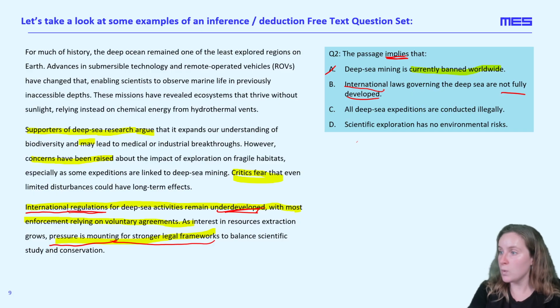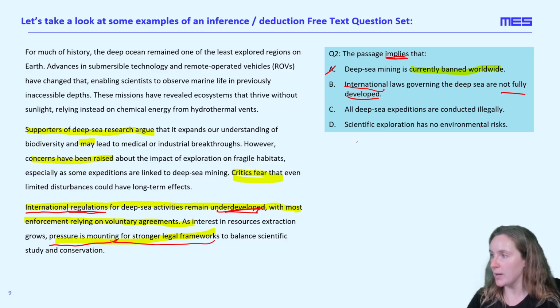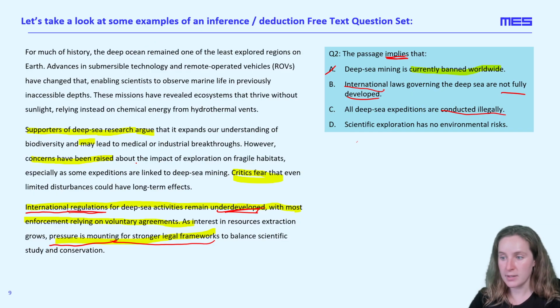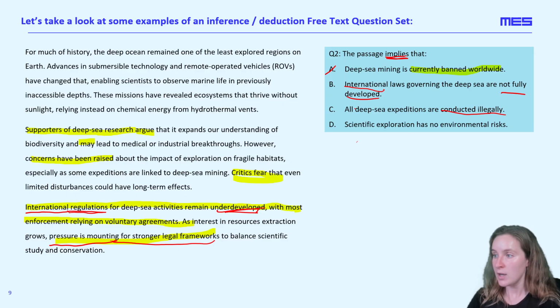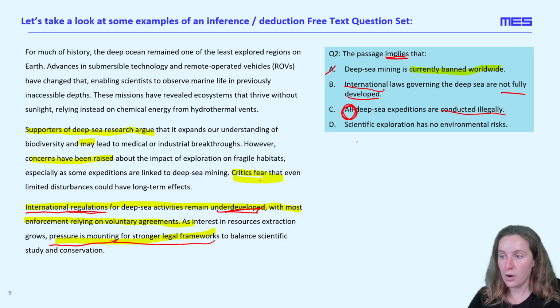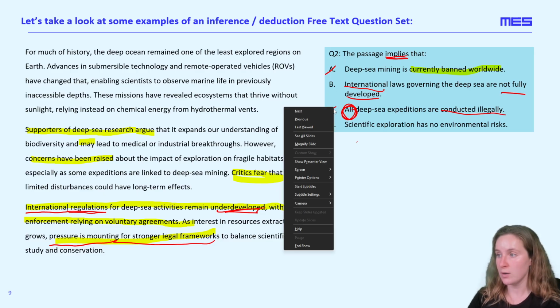Question C, all deep sea expeditions are conducted illegally. Again, this seems like an overstep because we can't see the word "illegally" anywhere. We can't see "conducted illegally" anywhere. We know it's least explored. We know that there are concerns. We know that there are regulations being underdeveloped, but there's nothing about them being illegal currently. Also, I noticed this definitive word here, "all of them are conducted illegally." That's not the case, because we can see that these are ongoing from many different groups doing deep sea expeditions. So this is almost definitely wrong here.